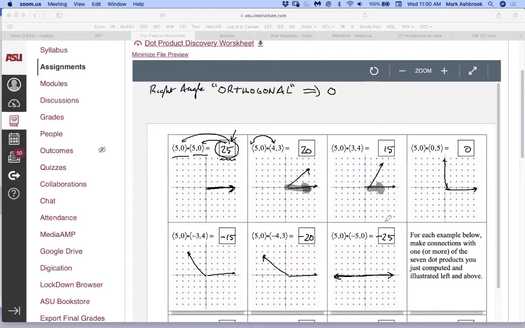3, right? Isn't 3 of this vector in the direction of this one? And so then we have 3 times 5. How much of this vector is in the direction of this vector?